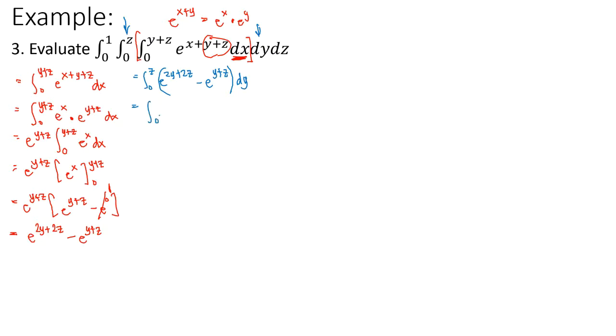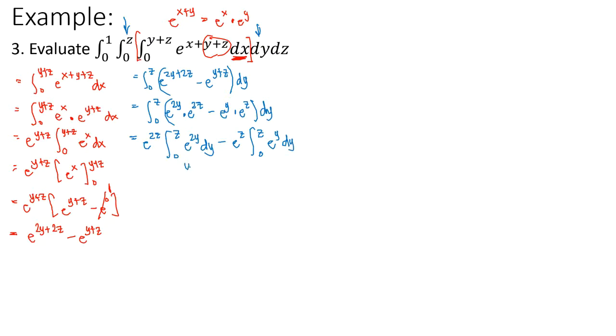So we can separate this one as e raised to 2y times e raised to 2z, minus e raised to y times e raised to z, dy. If we separate this, e raised to 2z will become constant, so we can put that out. And then we have integral of 0 to z of e raised to 2y dy, minus e raised to z as constant, from 0 to z e raised to y dy.